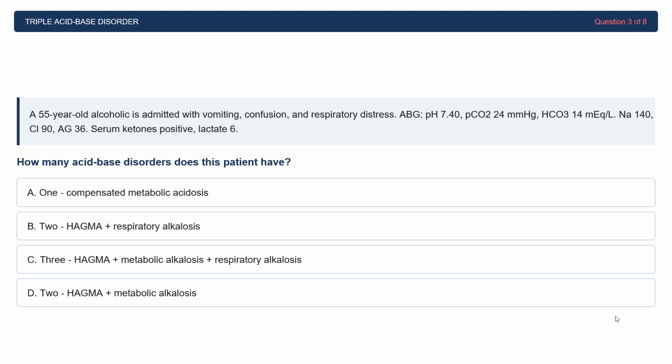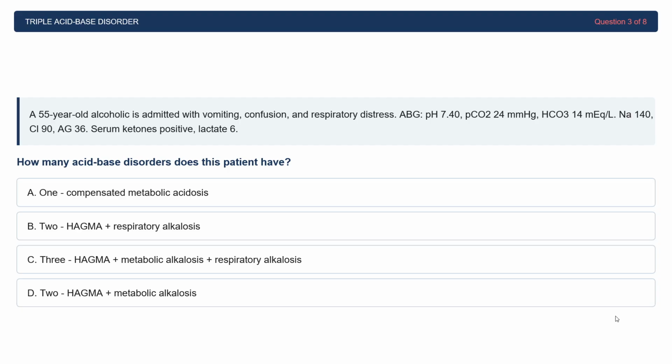Next up, we have a 55-year-old alcoholic who is admitted with vomiting, confusion, and respiratory distress. ABG shows pH of 7.4, PCO2 of 24, bicarbonate of 14, and sodium of 140 with chloride 90 and an anion gap of 36. Serum ketones are positive. Lactate level is 6. So, how many acid base disorders does this patient have?